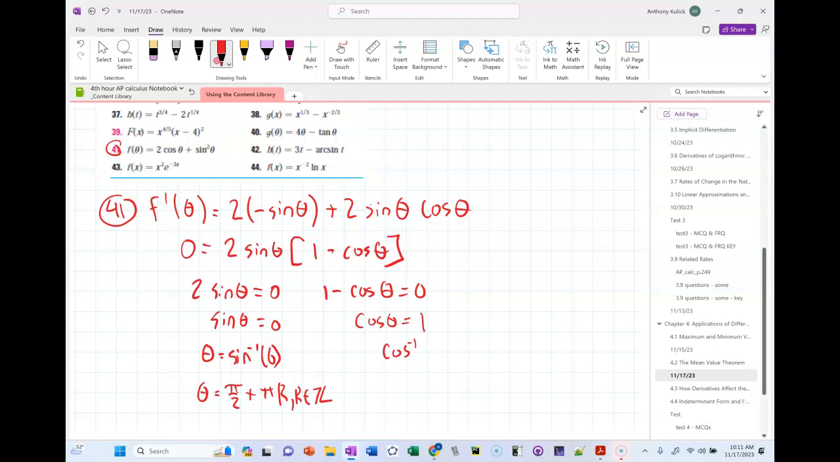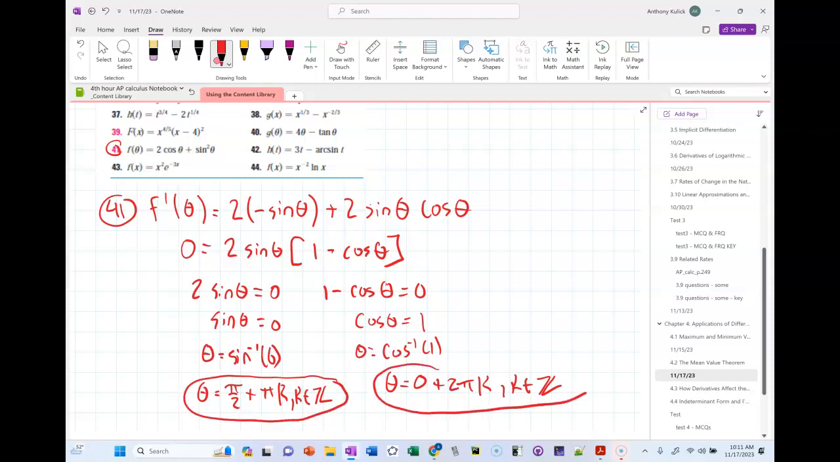And cosine, so theta is cosine inverse of 1. And that's going to be 0 plus 2 pi k, k an integer. And that ought to do it. So infinitely many critical points here, but that should make sense, right? If this is a trig function, we're going to have infinitely many maxes and mins.